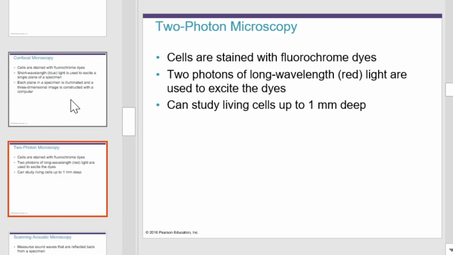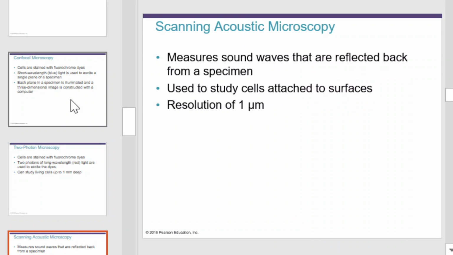Two-photon microscopy. In two-photon microscopy, cells are stained with fluorochrome dyes. Two photons of long wavelength red light are used to excite the dyes. This allows study of cells up to 1 millimeter deep. Scanning acoustic microscopy measures sound waves that are reflected back from a specimen. This is used to study cells that are attached to surfaces and has a resolving power of 1 micrometer.